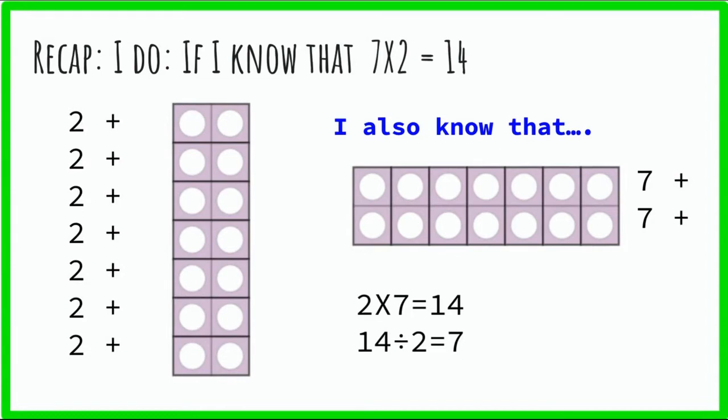And we say that 7 times 2 and 2 times 7 is commutative, because what we've done is we've just reversed the numbers, but it still gives the same answer. So I know that if I know that 7 times 2 is 14, then 2 times 7 is 14. I can also say that 14 divided by 2 is 7.